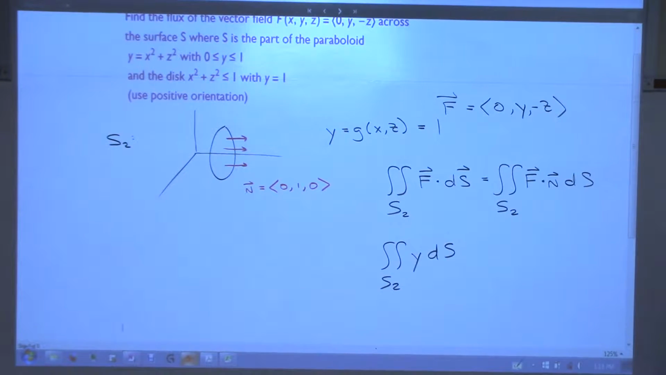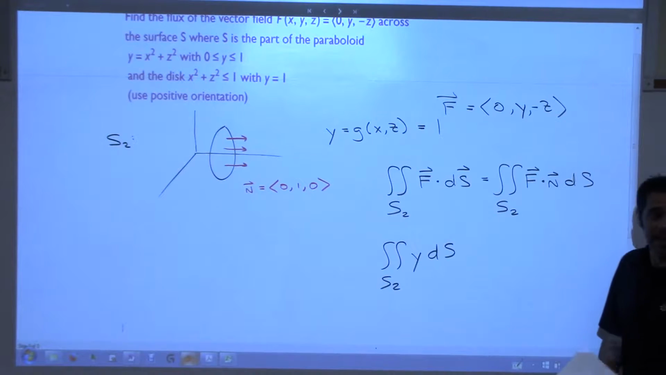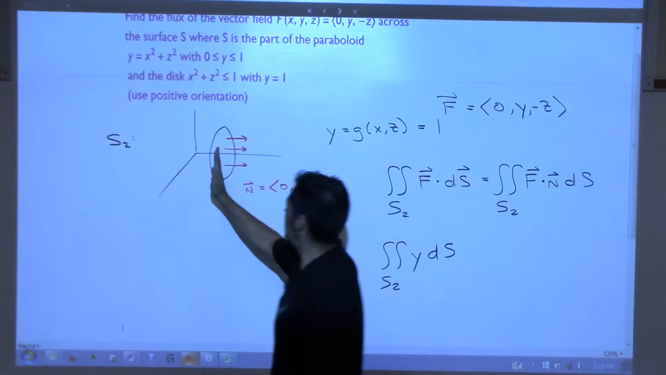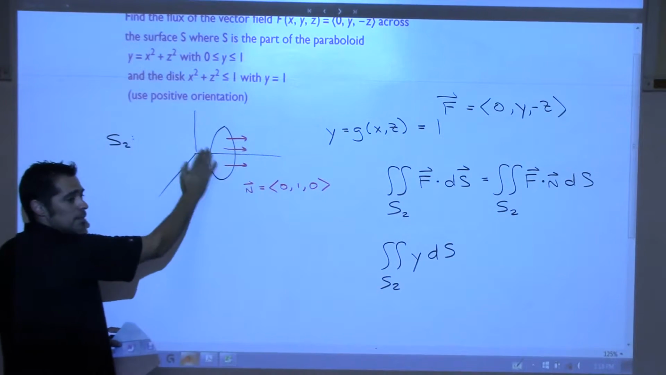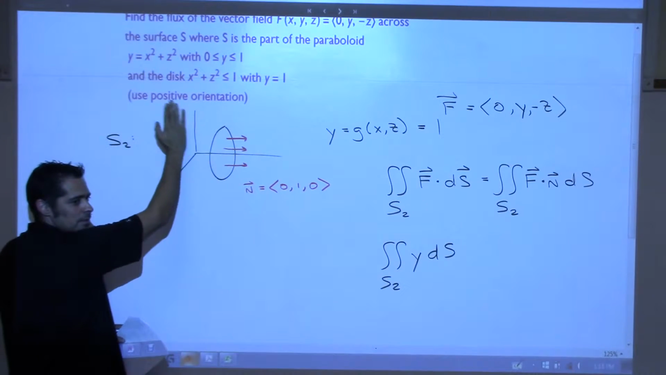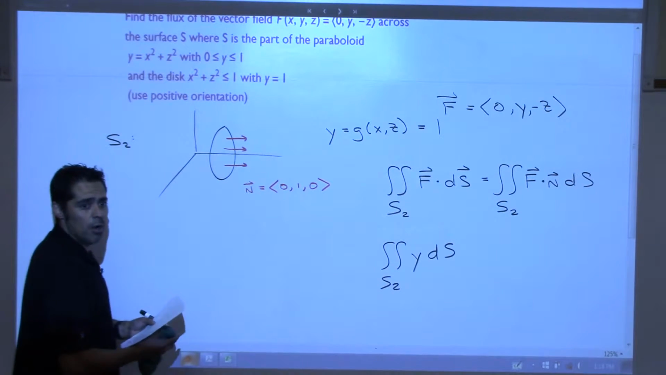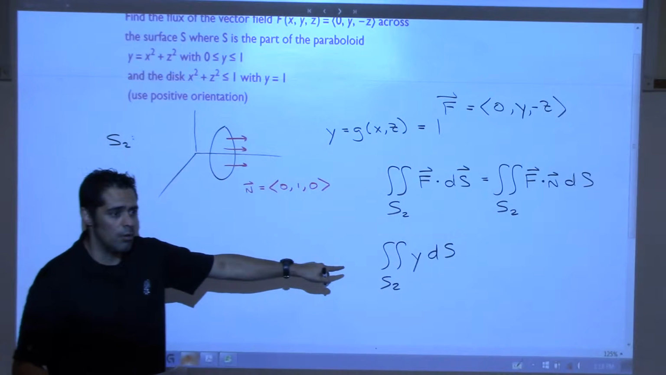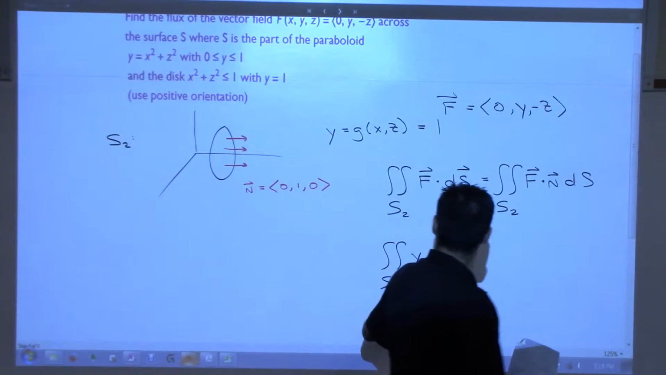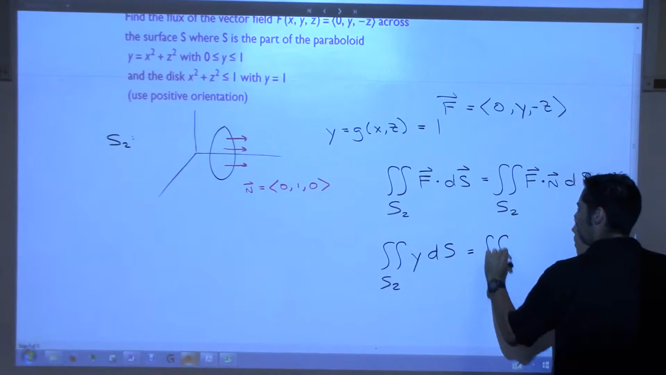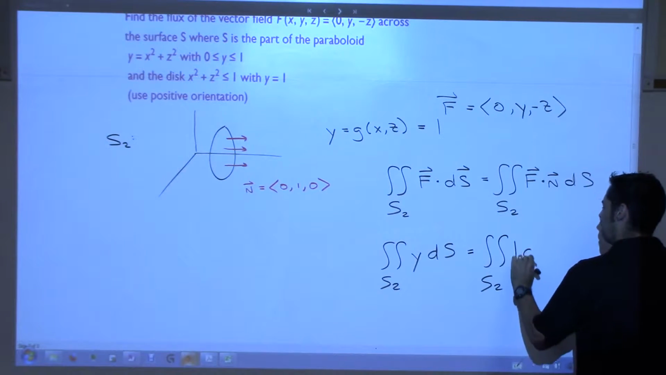And then, because you're on this plane, because this circle is on this plane, y'all see the plane I'm talking about? The y coordinate was always 1, wasn't it? So y is 1 always when you're on S2. So this just becomes double integral over S2 of 1 ds.